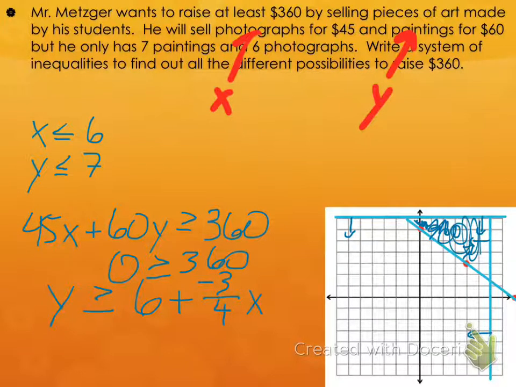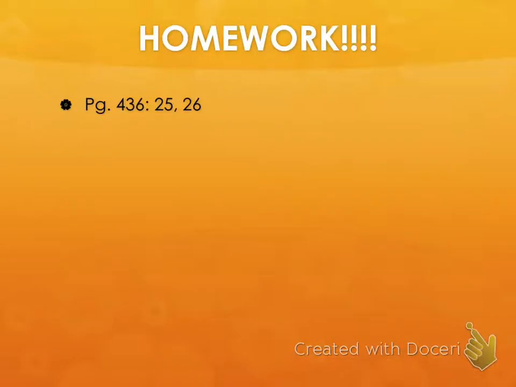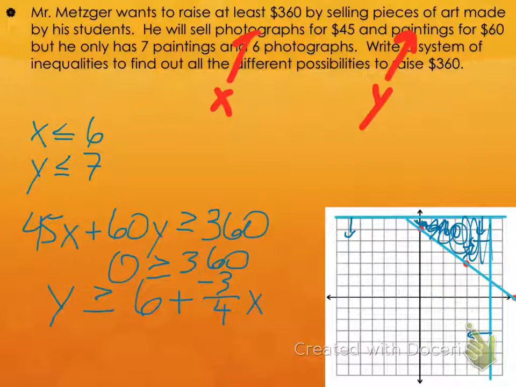So any of the ordered pairs, whoops, I did not want to do that. Any of the ordered pairs that end up being in that triangle, like right there, that's 1, 2, 3, 4 photographs, and 1, 2, 3, 4, 5 paintings. Any of these ordered pairs, as long as they're whole numbers, because it's kind of hard to sell a fraction of a painting.